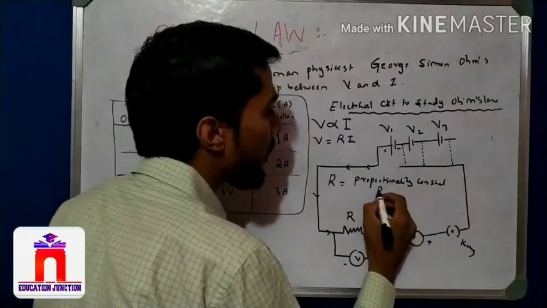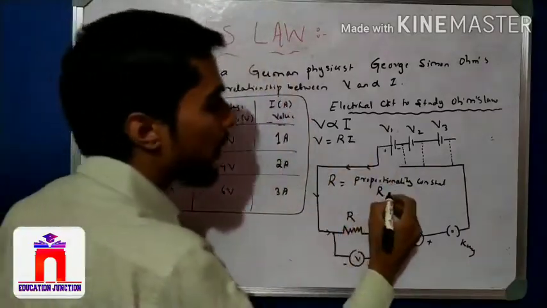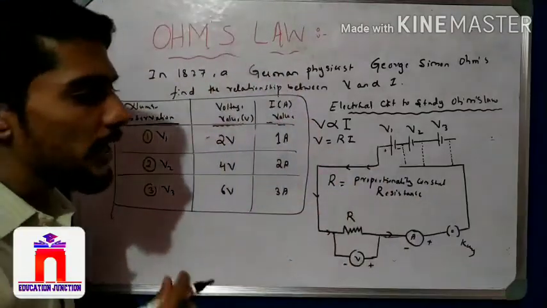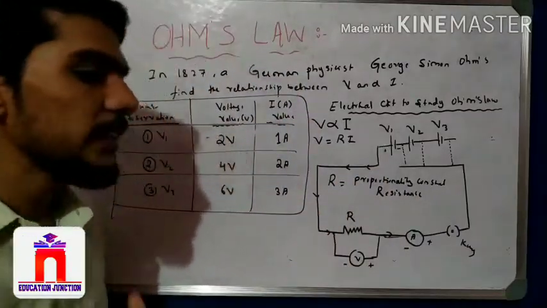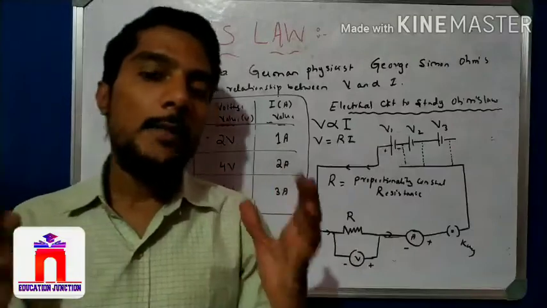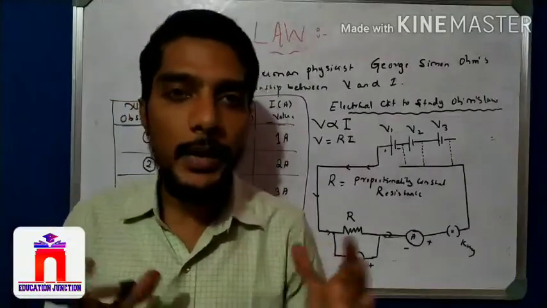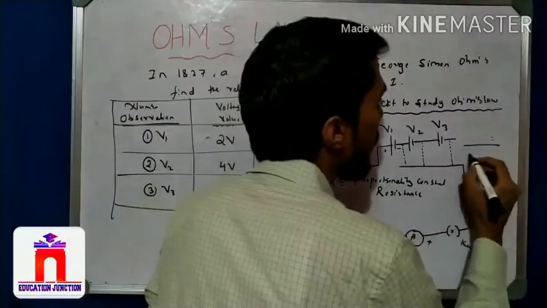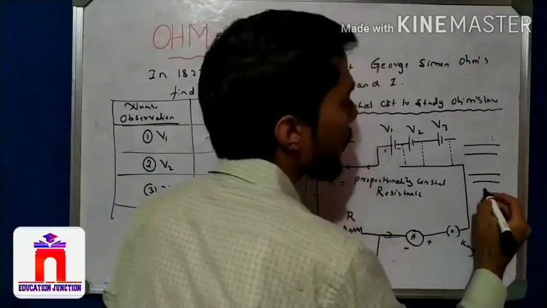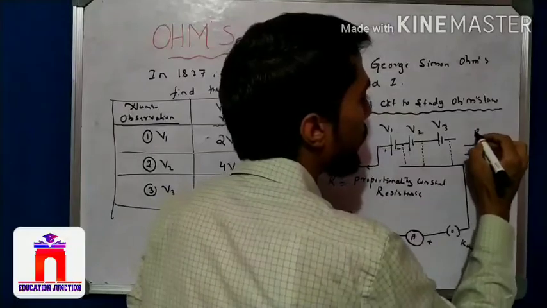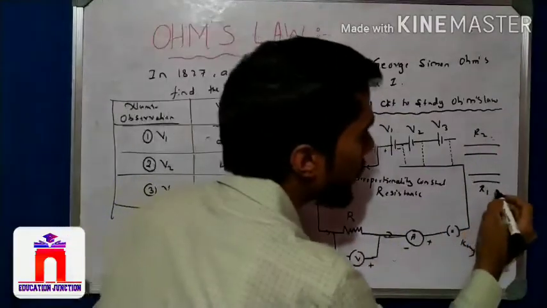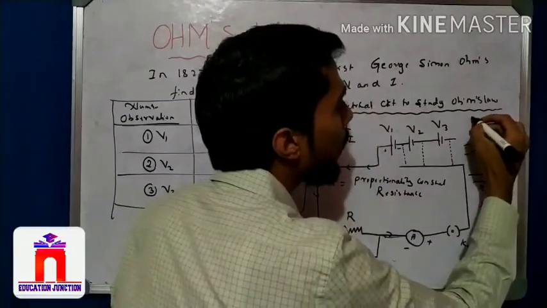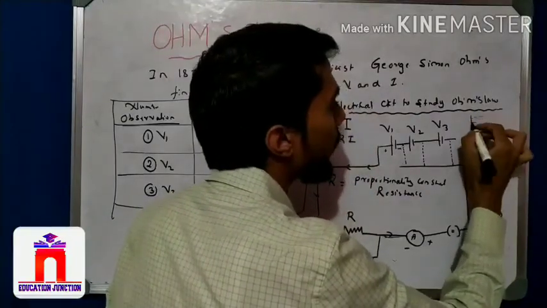That is called resistance, R. So what is the resistance here? Imagine a traffic situation. Imagine there are 2 roads, road 1 and road 2. On road R1 heavy traffic is there, and on R2 low traffic is there.